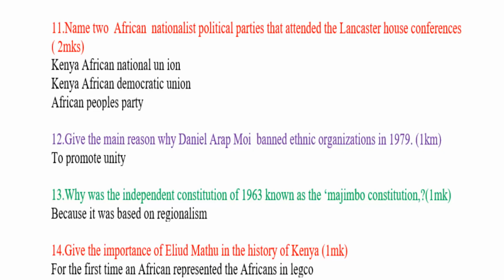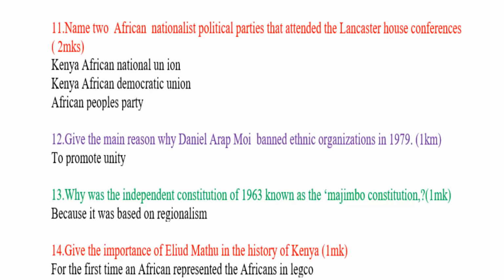Number 14, give the importance of Eliud Mathu in the history of Kenya. His importance is, for the first time, an African represented Africans in the Legco, that is the Legislative Council.